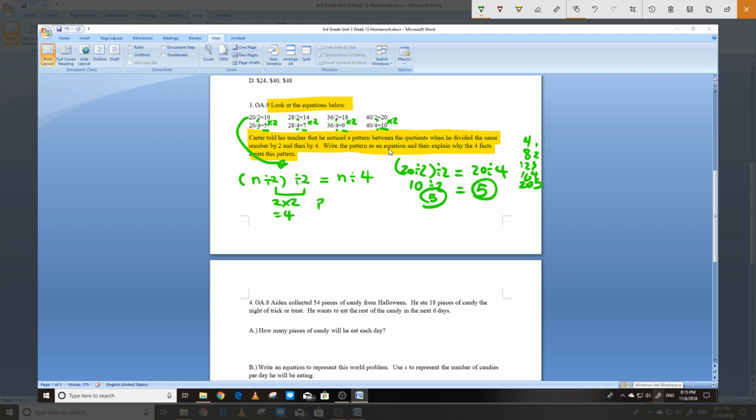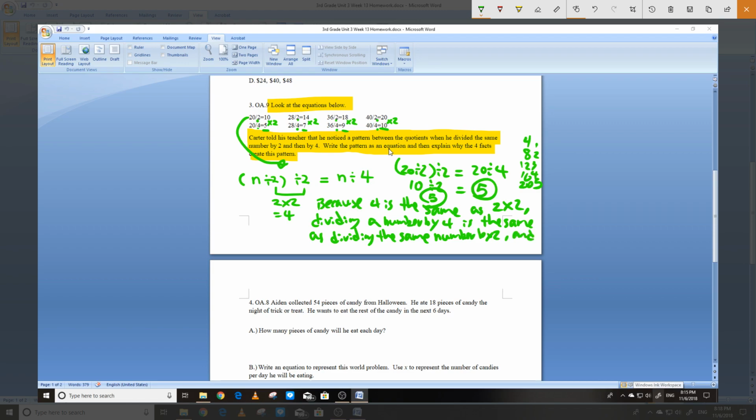because 4 is the same as 2 times 2, okay? Dividing a number by 4 is the same as dividing the same number by 2 and dividing the answer by 2 again. That's a lot.